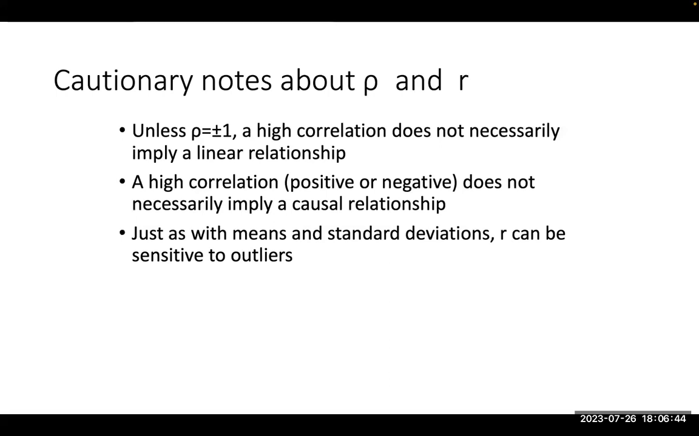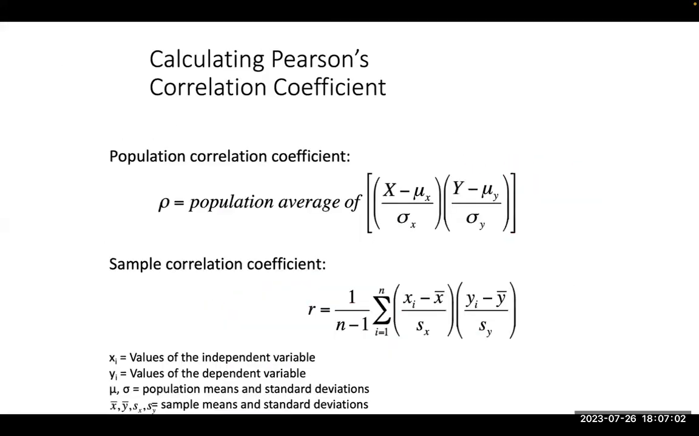High correlation does not necessarily imply linear relationships. High correlation particularly does not imply a causal relationship, and correlations are unfortunately also very sensitive to outliers. Why? Because when you think of how it's calculated, outliers will firstly affect your means, and thereby they will definitely skew your relationship in a direction you don't want.